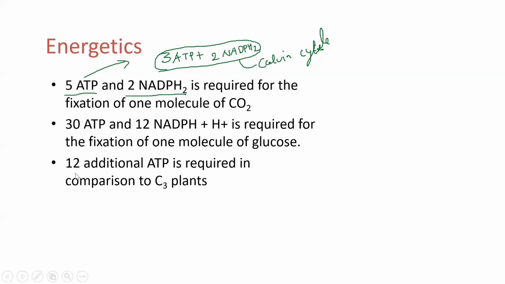So if you compare with the C3 cycle, 12 additional ATP is required in comparison to the C3 cycle. Because in case of C3, we see 18 ATP is required, but here 30 is required. So that's why 12 additional ATP is required in comparison to the C3 cycle. So please note it. Next we will discuss that the C4 plant is the most efficient plant if I compare with a C3. So we will discuss why.